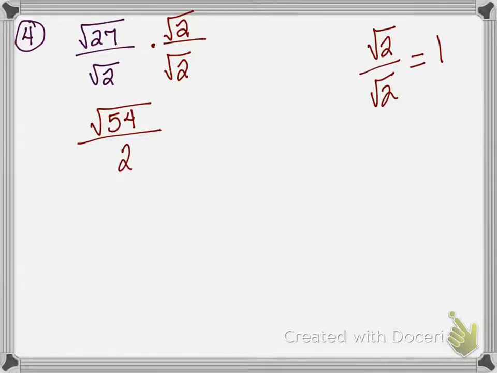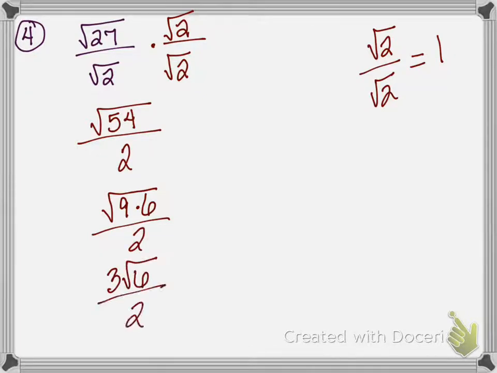Now, some students stop at this point. I wouldn't, because there's a perfect square in 54. 54 simplifies to 9 times 6, and we can take the square root of 9. And so that's 3 times the square root of 6, over 2. At this point, you would look and see if 3 and 2 can be simplified further. They can't, and so you are done.